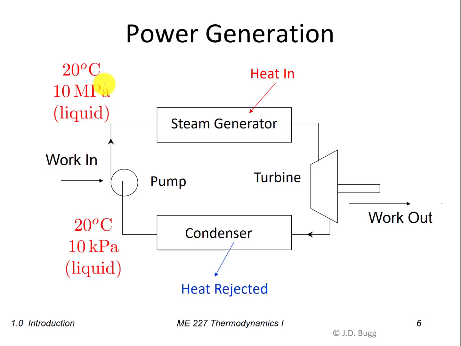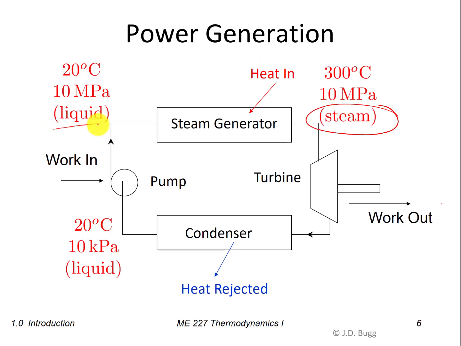Now we'll continue around here. We next go through the steam generator, and notice that the pressure coming in and the pressure going out of the steam generator is the same. And to a first approximation, that's a very good assumption. This heat exchanger, this steam generator, is a constant pressure process. However, notice the temperature, of course, has gone way up from 20 degrees C up to typically 300 degrees C. And, of course, now it's changed phase as well. Now it's steam rather than liquid.